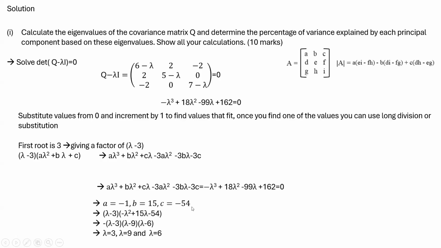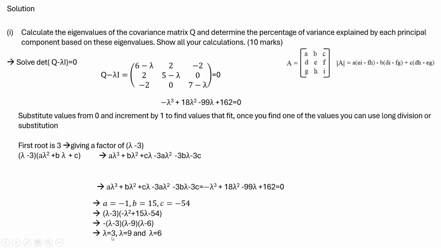So the quadratic would be minus lambda squared plus 15 lambda minus 54. We're just subbing in A, B, C here. When you have that, the next thing is we can take away the minus. You can take it out so that we can factorize this. If you take the minus out, you change the sign of everything, so this becomes lambda squared minus 15 lambda plus 54. When you factorize the quadratic, you end up with lambda minus 9 and lambda minus 6. So those are your factors.